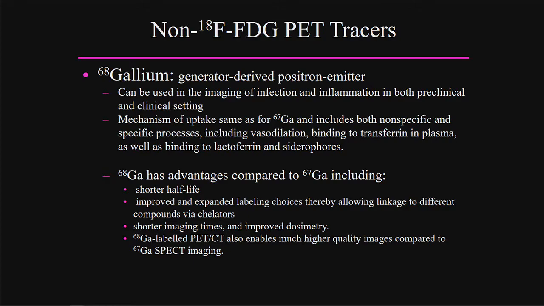And then the potential role for gallium-68, a generator-derived positron emitter that's been used successfully in adults for the imaging of infection and inflammation in both preclinical and clinical settings.